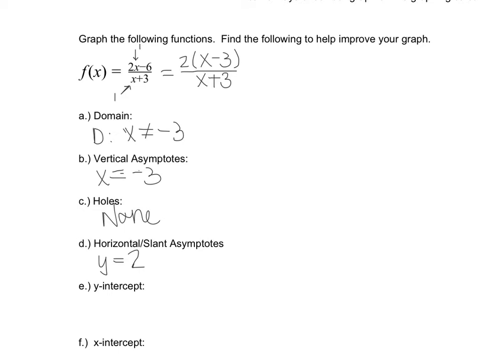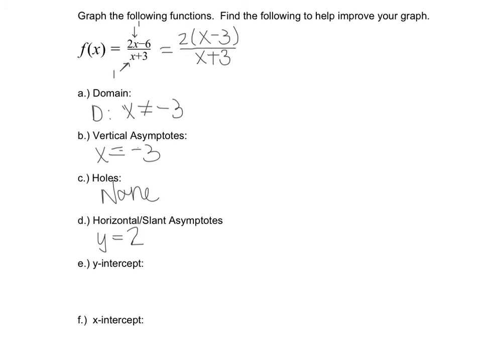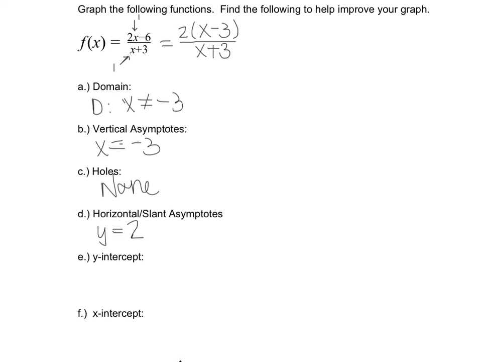It comes from remembering the definition of what a y-intercept and x-intercept are. A y-intercept is the value we get when x is 0. So we plug in 0 for x. We get 2 times 0 minus 6 over 0 plus 3. I end up with 0 minus 6 in the numerator, which is -6, and 0 plus 3 in the denominator, which is 3, which simplifies to -2.